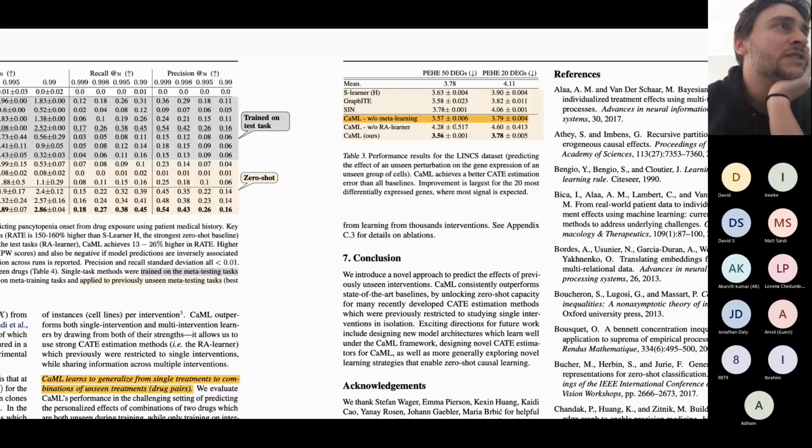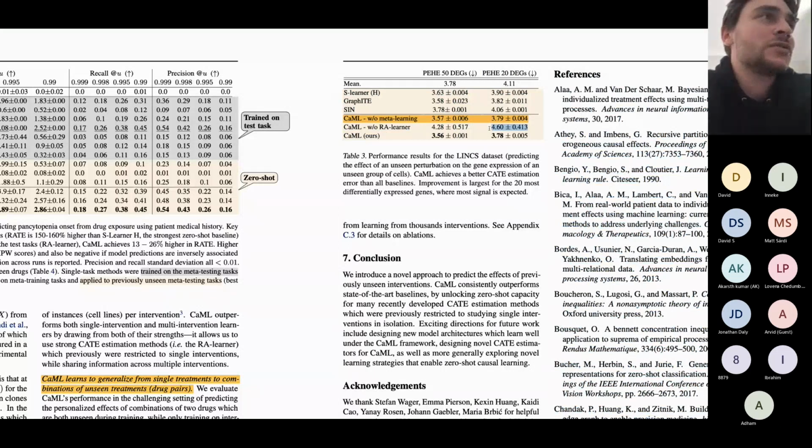Anyway, they do an ablation study where they show their method without the pseudo targets, so the ones that they calculate, that's without RA-Learner, and then they have it without meta-learning. Interestingly, without meta-learning, the results are very comparable, in my opinion. So they're very similar, but without the pseudo outcomes, then they're much worse. So it seems like using those calculated targets is very important for the performance of this model.